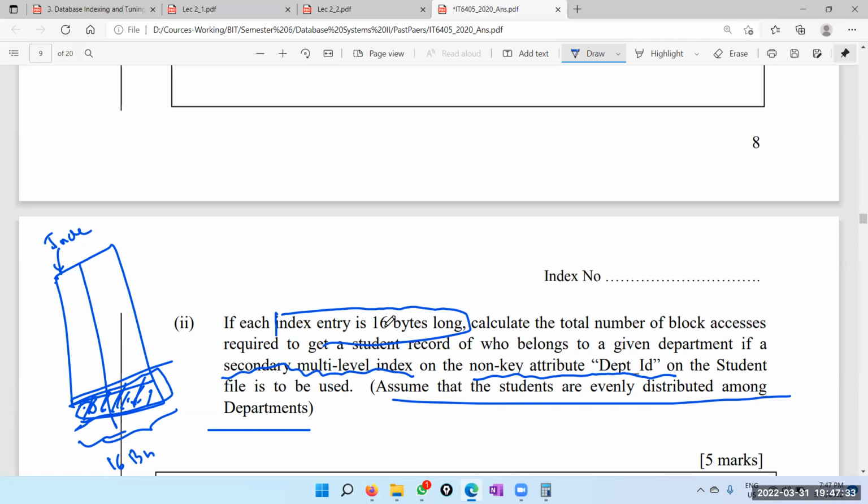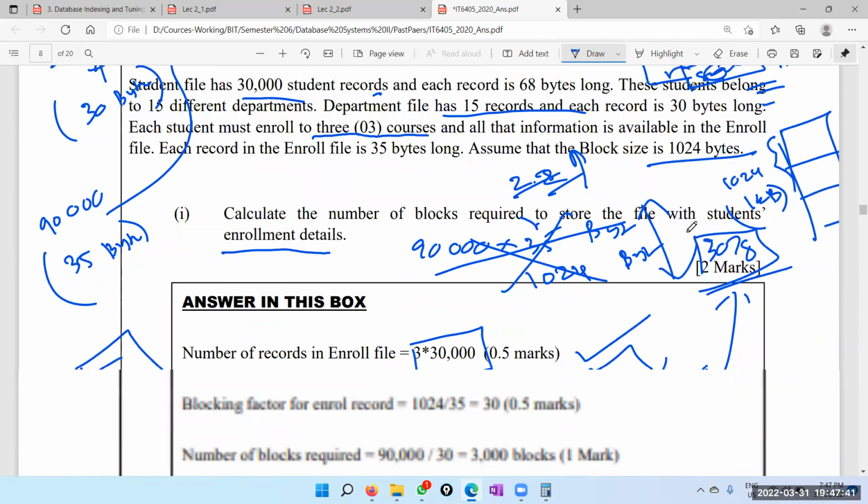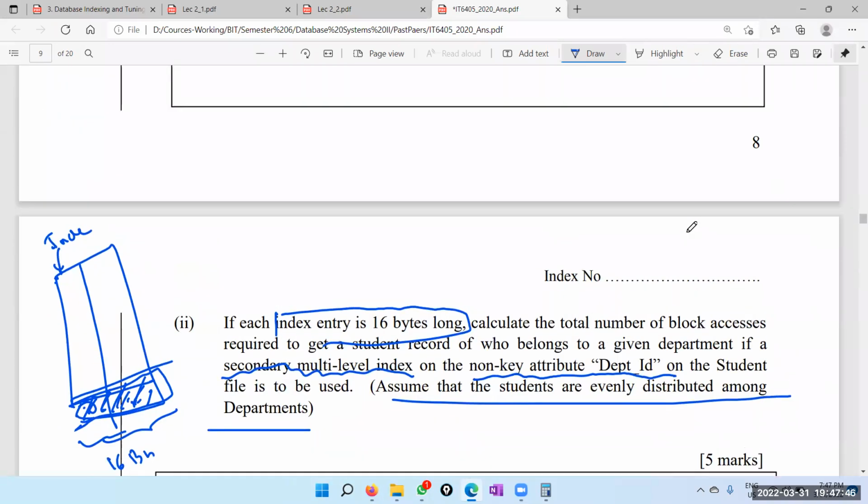And we know how many department IDs there are: 15. So there will be 15 departments. Okay, now it's confusing for me also. Non-key attribute department ID on student file is to be used. Assume that the students are evenly distributed among departments. Now the index is on department ID.